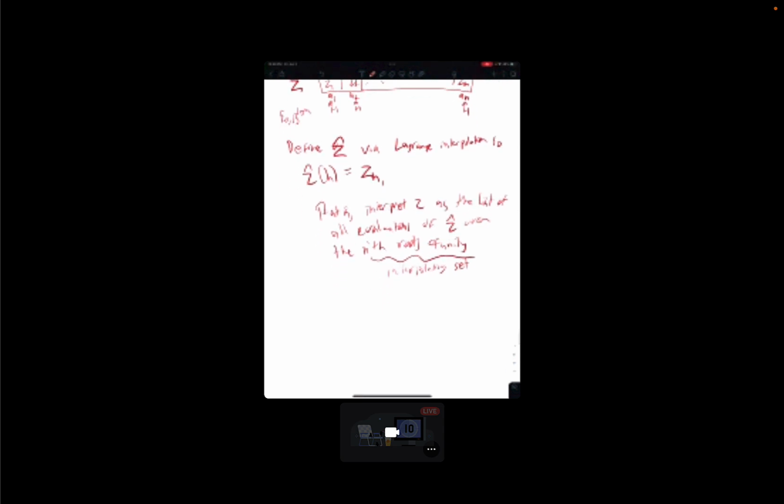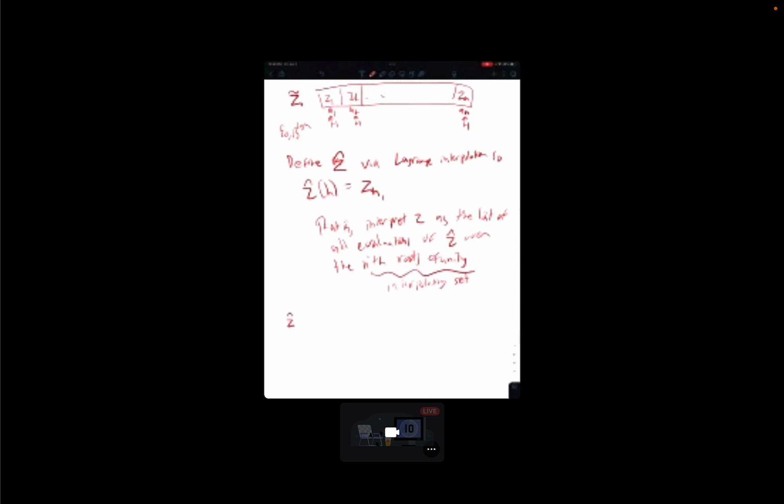And if it would help for me to give an explicit expression for Z hat, it's the following. You take the first entry of Z, so Z1, and you multiply it by the Lagrange basis polynomial that picks out the first nth root of unity. Let me call that delta A sub 1 of X.